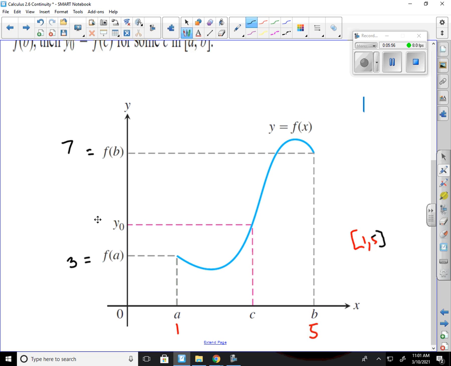then if I pick a number between 3 and 7, say 4, then there has to be some x value between 1 and 5 that I can plug in to give me the number 4. That's all that the intermediate value theorem is saying. There has to be some number in my interval of the x's that I can plug in to give me any number in between 3 and 7.